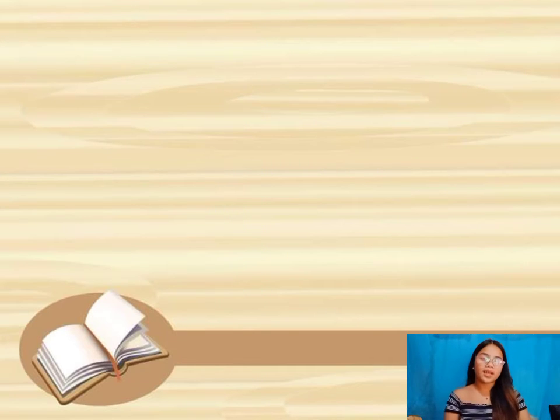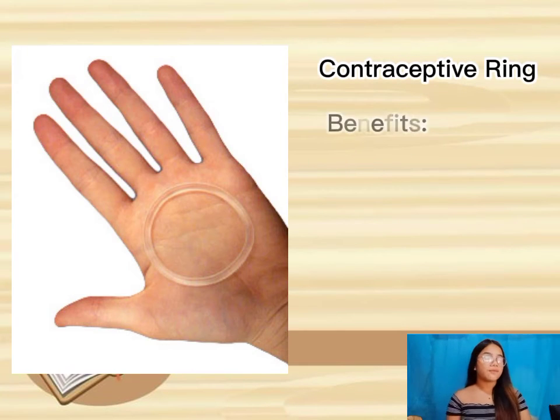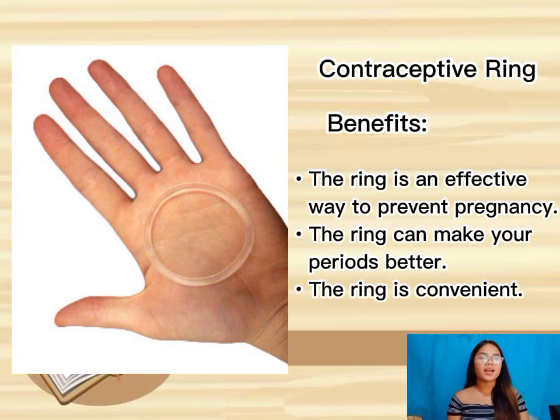The seventh type is the contraceptive ring. The benefits of it are: the ring is an effective way to prevent pregnancy. If you follow the instructions and use birth control rings the right way, they give you great protection against pregnancy.